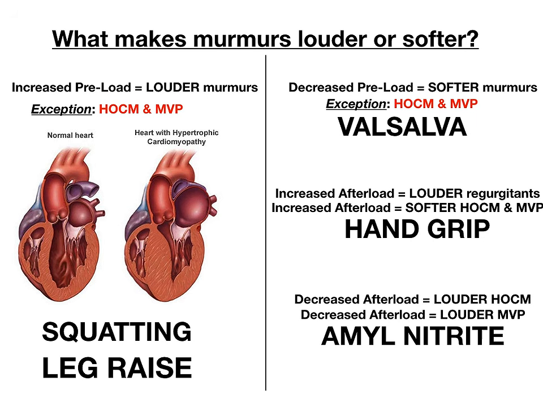So generally speaking, anytime you increase preload, which you do via squatting or leg raising, more blood is going to flow through the heart. And anytime more blood flows over a valve, whether it's stenotic or regurgitant, you're going to get louder murmurs. The only exception to this rule is HOCM and mitral valve prolapse. In HOCM, it's because more blood pushes the septum back into its normal position, which is the picture all the way on the left. And in mitral valve prolapse, it's because the mitral valve is literally prolapsing and it's blocking normal blood flow. So I want to simplify this to the most basic level.